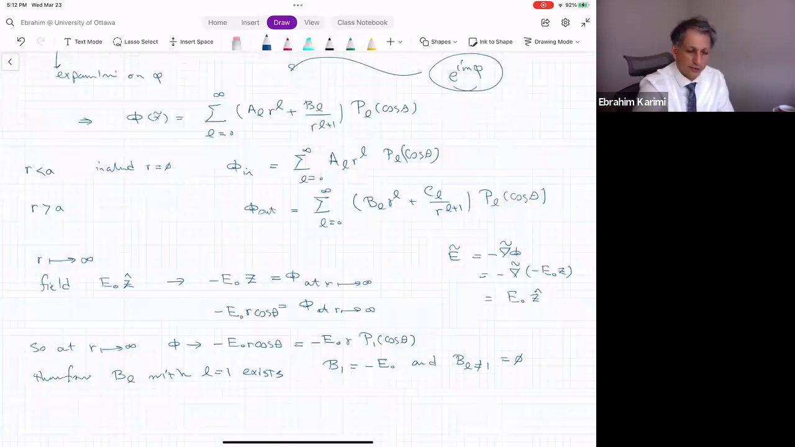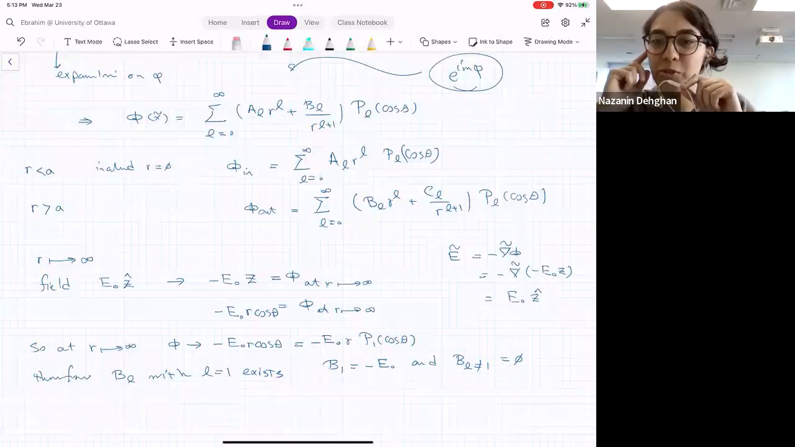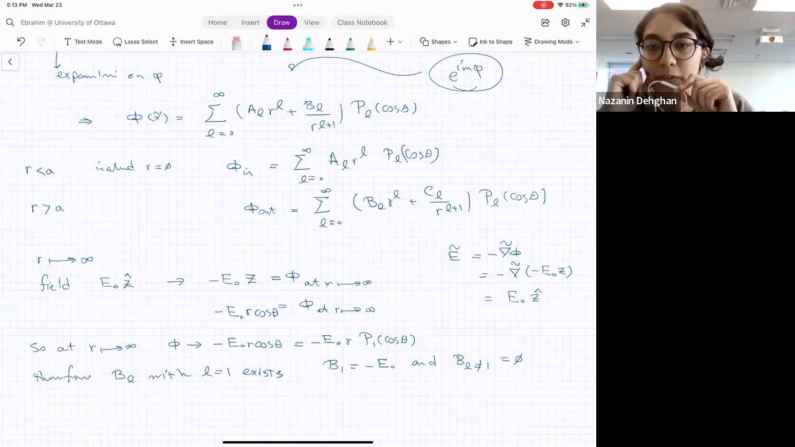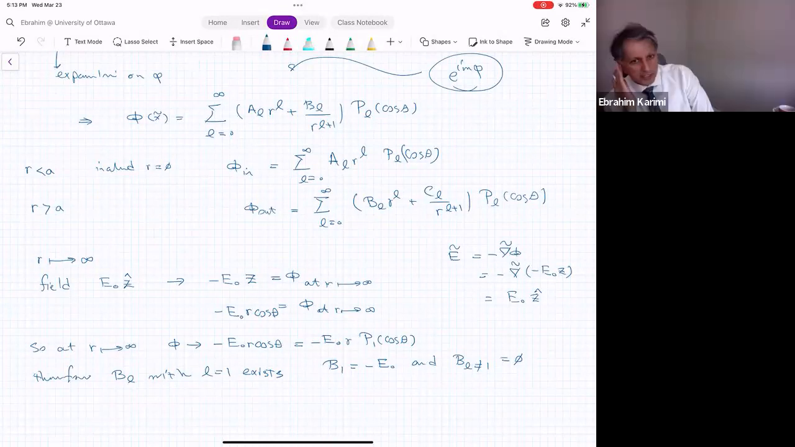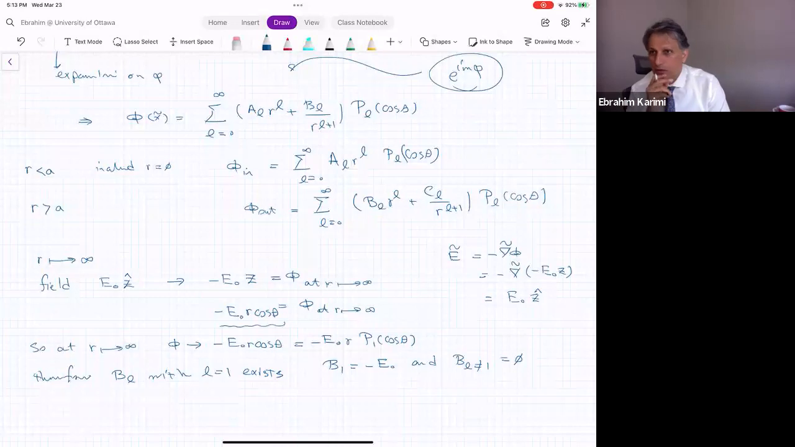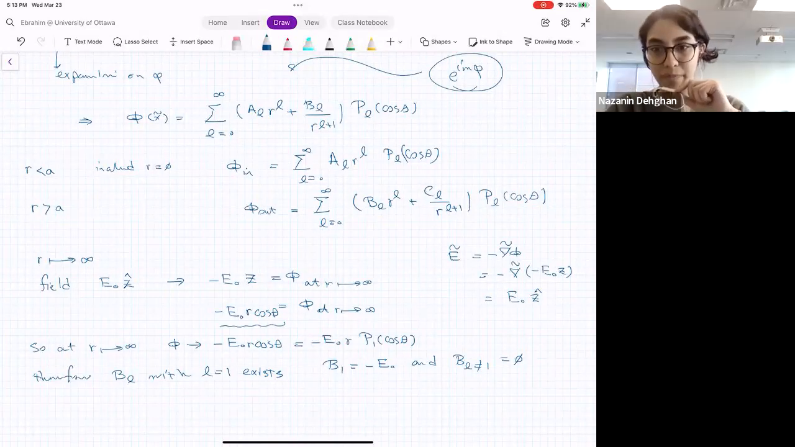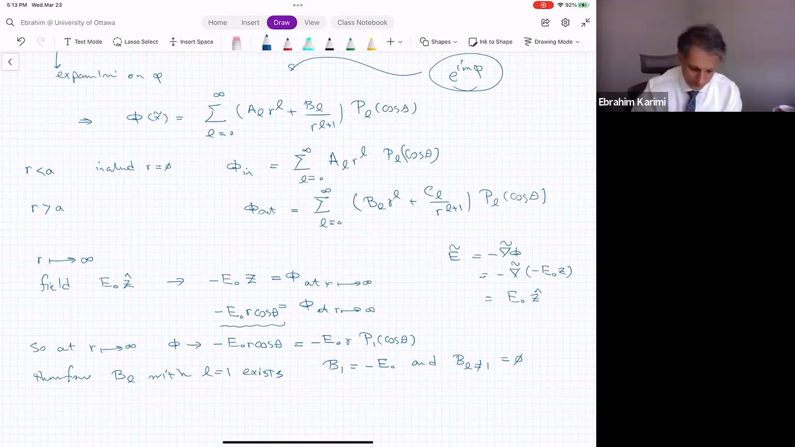Now then, you have a question. Sorry, I'm not sure why we're having a contribution of r to the power of L outside the sphere. I mean, because I see that the potential is given by E0 r cosine of theta. I have r to the power of 1. Okay. Yeah. Okay. Thank you.